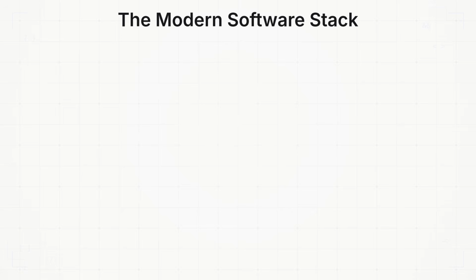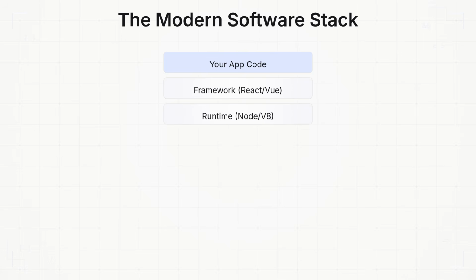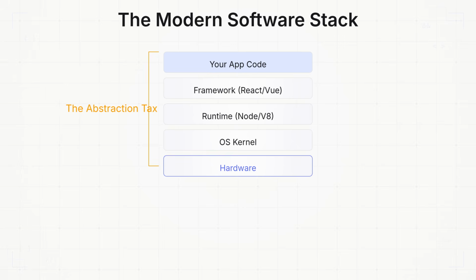Let's visualize a modern app's hello world. To display a single line of text, a modern desktop app might bundle an entire web browser engine like Chromium. That's millions of lines of code just to provide the UI layer. Then you have the JavaScript engine, the garbage collector, the operating system's abstraction layer, and finally, the hardware drivers. Each layer adds a small amount of latency.